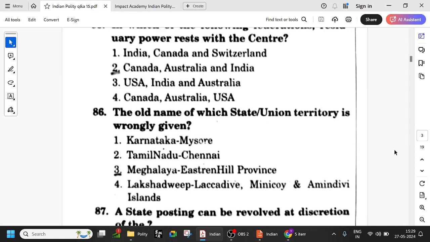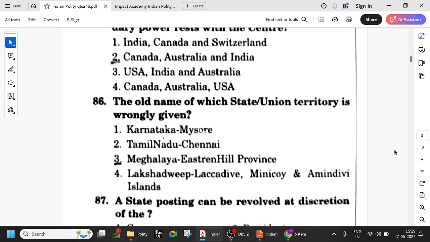So the old name of which state or union territory is wrongly given? So Karnataka was Mysore. Yes. Tamil Nadu was the old name of which was wrongly given. So now it is Chennai, but back then it was called Madras. Okay, Tamil Nadu means basically it should be Madras. Meghalaya, Eastern Hill Province. Lakshadweep, Laccadive, Minicoy, and Amindivi Islands. So all these three are correct.